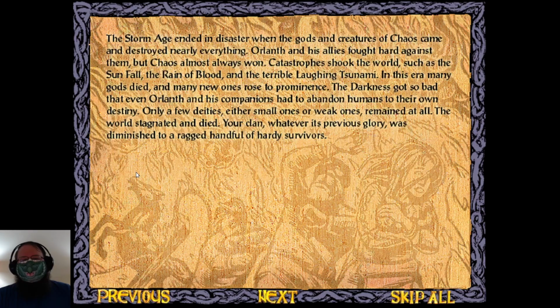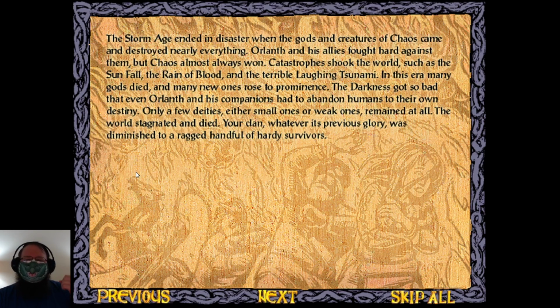The Storm Age ended in disaster when the gods and creatures of chaos came and destroyed nearly everything. Orlanth and his allies fought hard against them, but chaos almost always won. Catastrophes shook the world, such as the sunfall, the rain of blood, and the terrible laughing tsunami. In this era, many gods died, and many new ones rose to prominence.